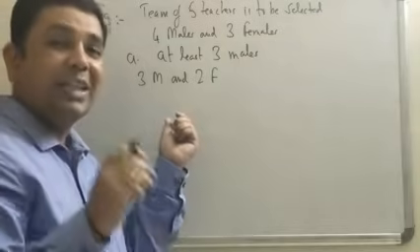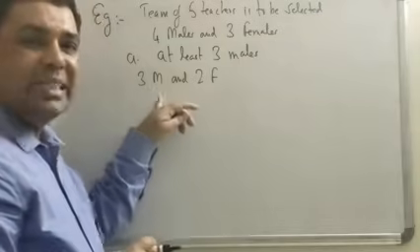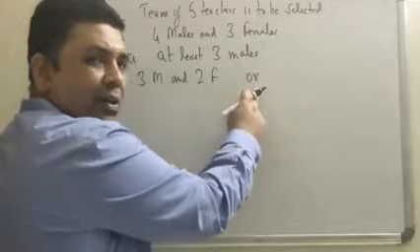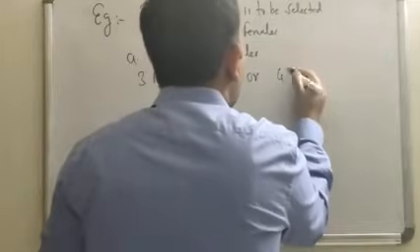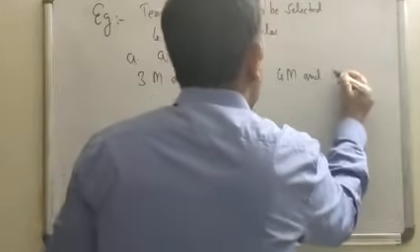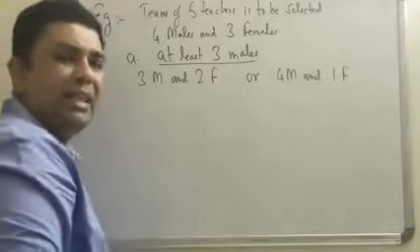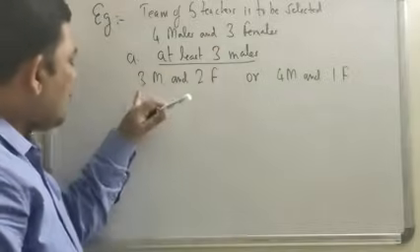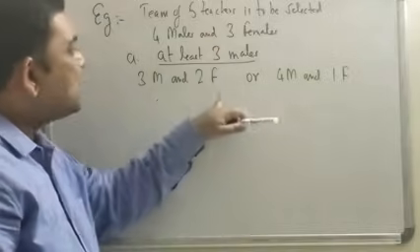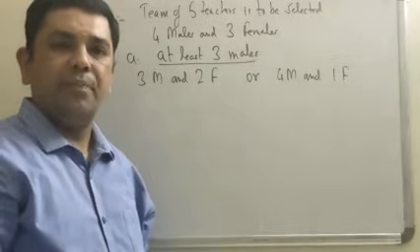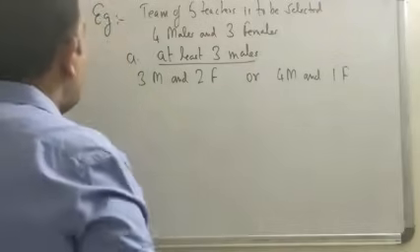I hope you are listening carefully. 3 males and 2 females, or 4 males and 1 female. Because your team should have at least 3 males. So where did we start? We said 3 males and 2 females, or 4 male teachers and 1 female teacher. Now you can put the values into place.